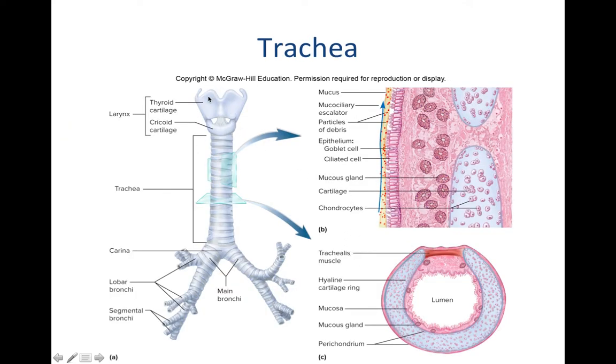So here's your larynx and your laryngeal cartilages. Moving on down, we have your trachea. You've got tracheal rings made of cartilage that extend most of the way around the tube. And then you start to see a lot of branching.